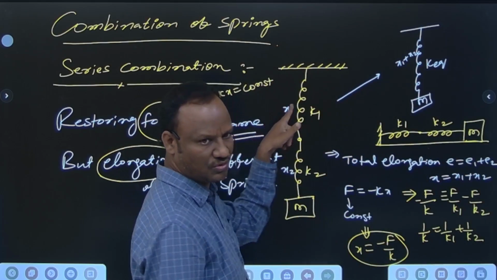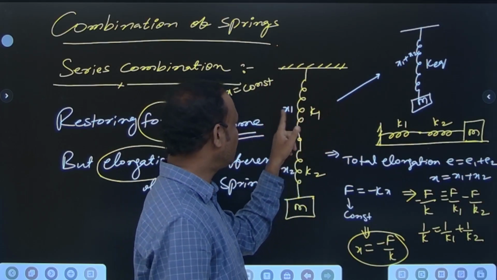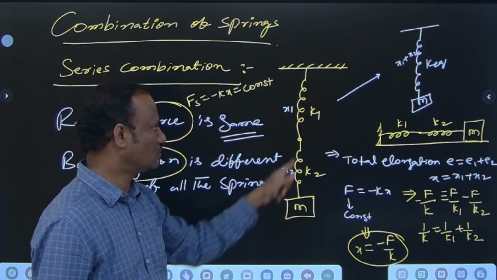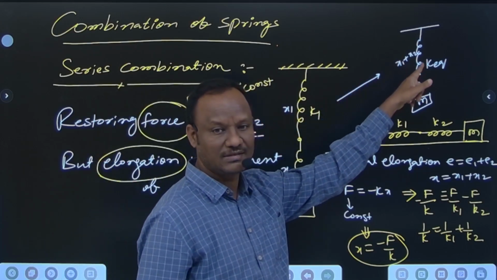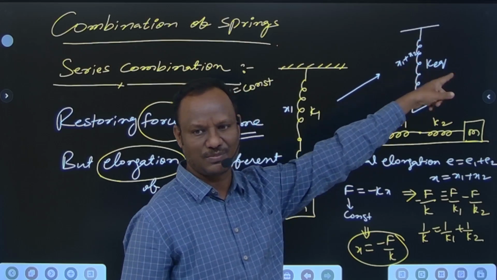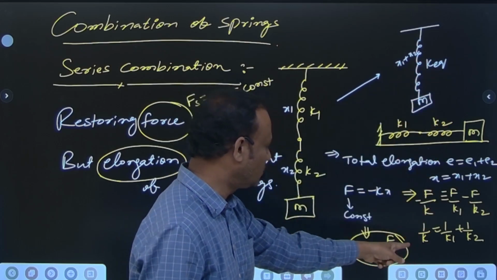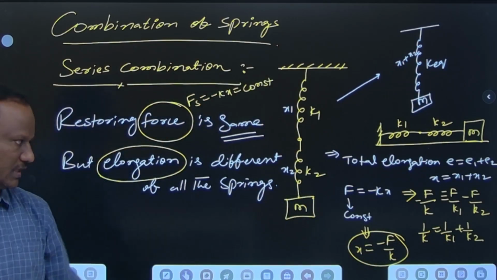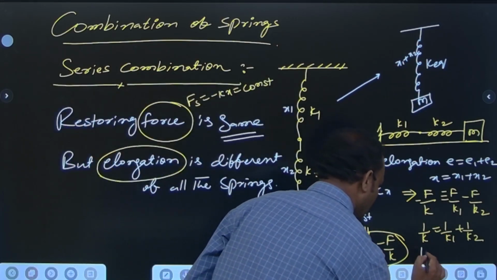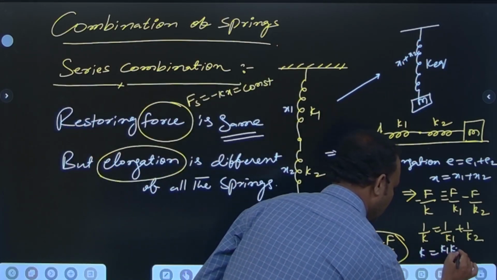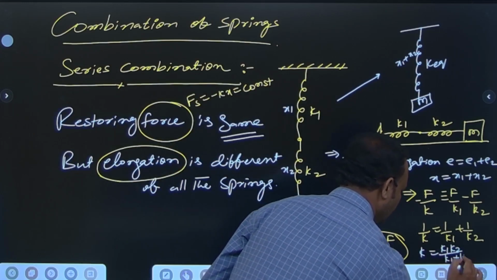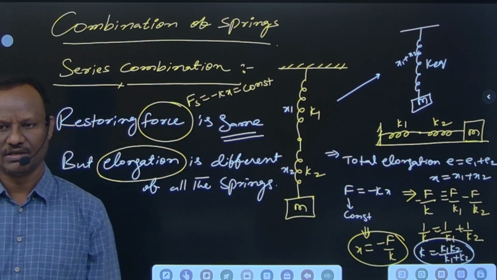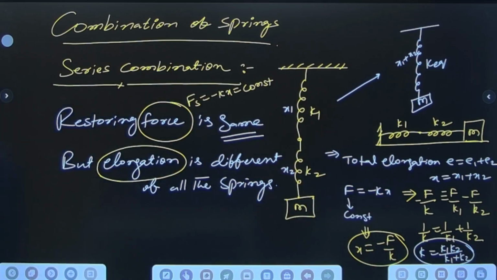F is equal to minus k1 x1. F is equal to minus k2 x2. F is equal to minus k times (x1 plus x2). So finally you get 1 by k is equal to 1 by k1 plus 1 by k2. Then k is equal to k1 k2 by k1 plus k2. This is called the equivalent spring constant.